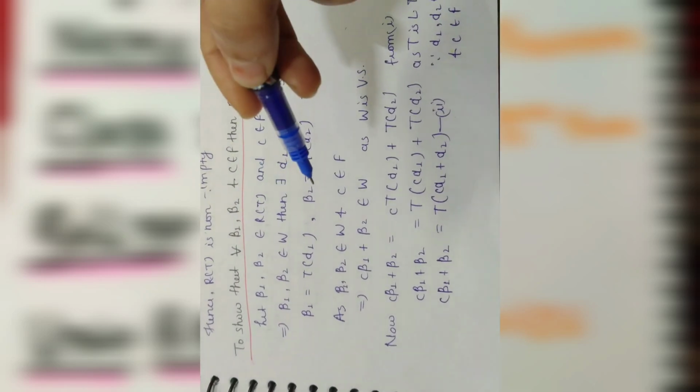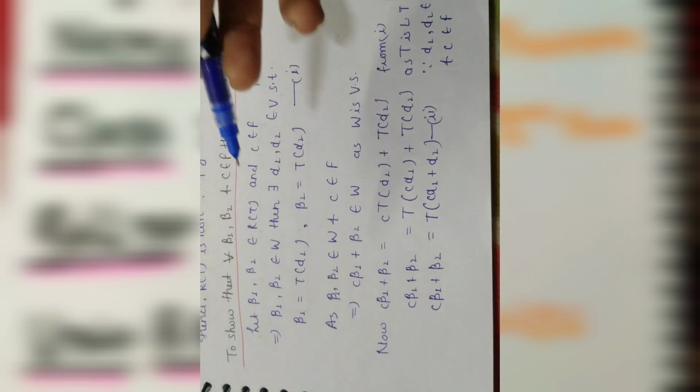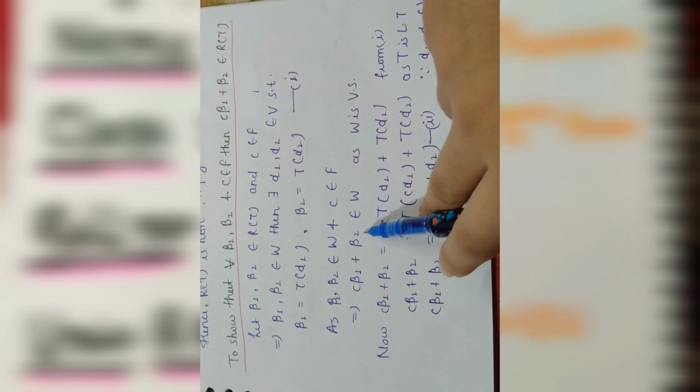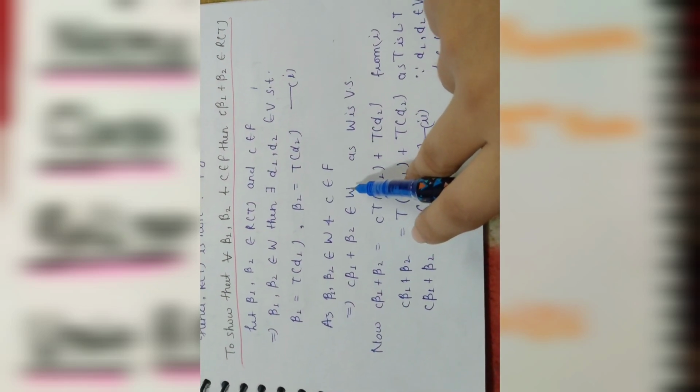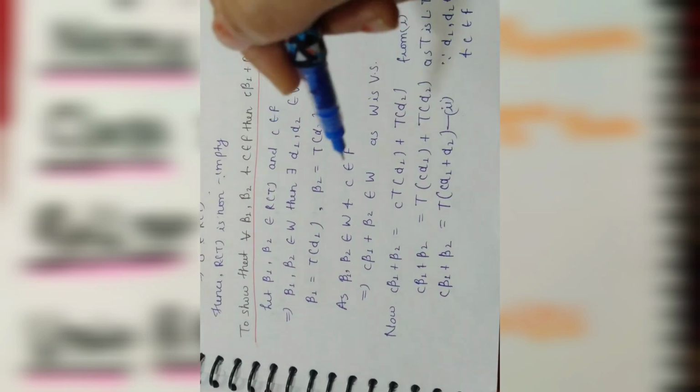Now, as we know that beta 1 and beta 2 belong to W and c belongs to F, so c beta 1 plus beta 2 belongs to W, as W is a vector space. We know that W is already a vector space.